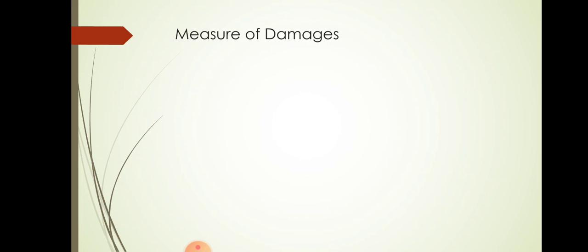The measurement of damages laid down in this case is: where two parties have made a contract which one of them has broken, the damages which the other party ought to receive in respect of such breach of contract should be either such as may fairly and reasonably be considered as arising naturally, that is, according to the usual course of things, from such breach of contract itself, or such as may reasonably be supposed to have been in the contemplation of the parties at the time they made the contract as the probable result of the breach of it. Section 73 of the Indian Contract Act deals with the principles regarding the measure of damages, based on the judgment of Hadley versus Baxendale.